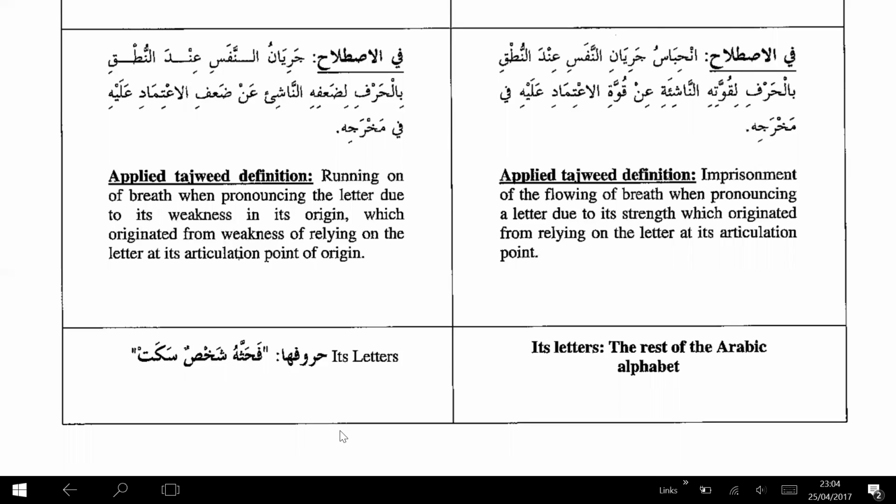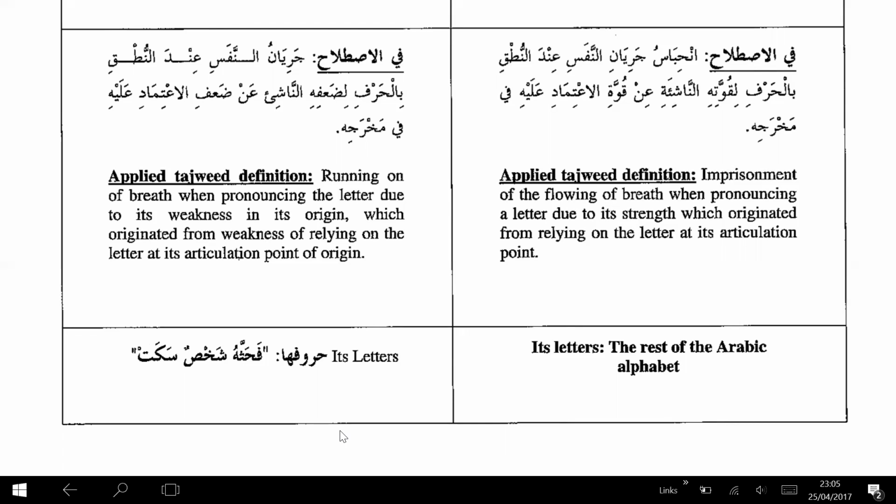Okay, hams, you can remember it for hawa, for air, the air will be running. Your breath will be running when you're pronouncing the letter. Why? Because its origin is weak. So that letter originated from this weakness, from the weakness of relying on a letter at its articulation point of origin. So running of breath when you're pronouncing the letter is due to its weakness in its origin, which originated from weakness of relying on the letter at its makhraj. So its makhraj is weak, the sound is weak, and that's why the breath will be running.